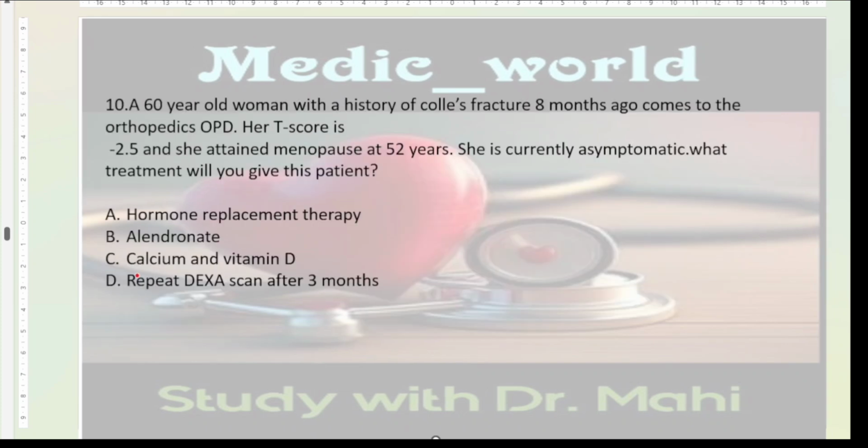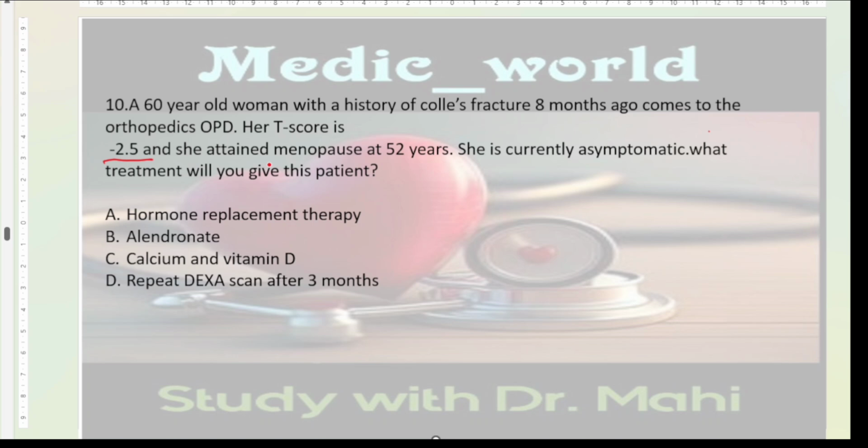Now, the next question, a 60-year-old woman with a history of Colles' fracture 8 months ago comes to the orthopedics OPD. Her T score is minus 2.5 and she attained menopause at 52 years. She is currently asymptomatic. What treatment will you give to this patient?